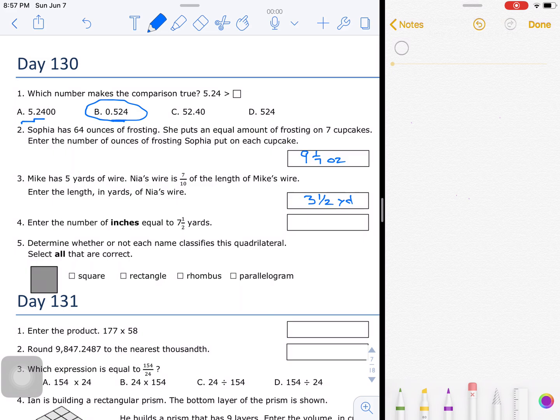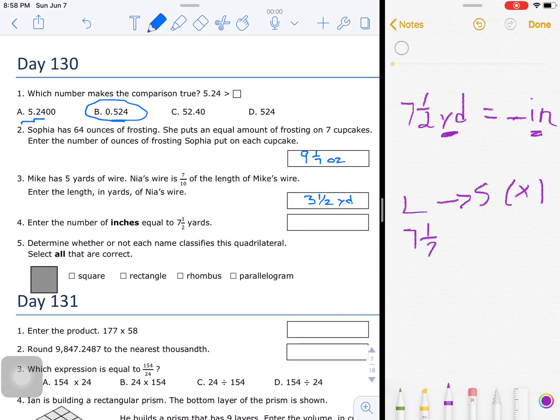Okay, number 4. Enter the number of inches equal to 7.5 yards. So I have 7 1/2 yards, and I want to know how many inches that is. So I'm going from a larger unit to a smaller unit. So larger to smaller unit means that we are going to multiply, right? So I'm going to do 7.5 times 12, times 12 times 3.